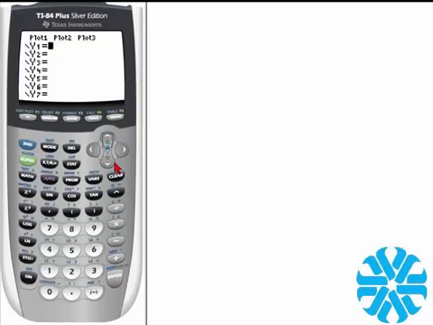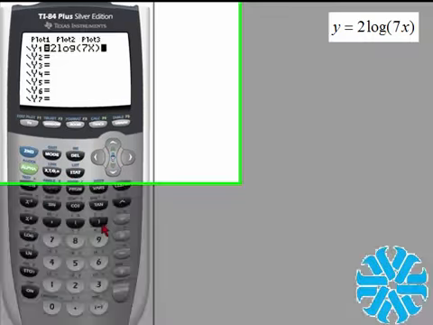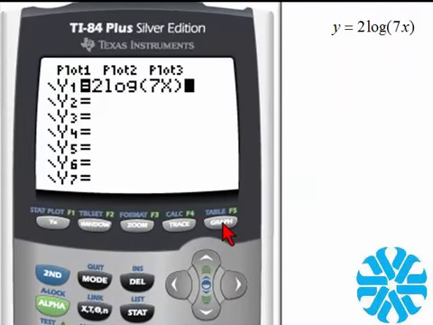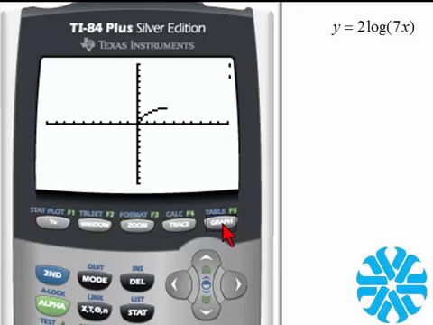Okay, so the next one we're going to graph is y equals 2 times the log of 7x. So that says 2 times the log, and notice here that it automatically put a grouping symbol on it, so of 7x, and we close that expression. And now we are ready to graph this. So let's go ahead and hit the graph key. And there it is.